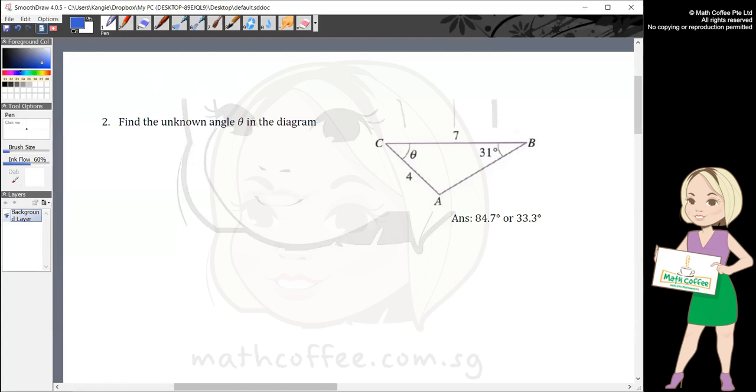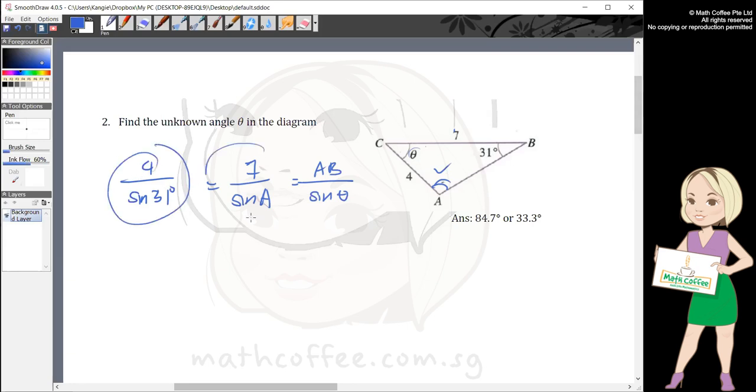Okay, let's take a look at question 2. Assuming I don't know what rule, I'm just going to write out 4 over sine 31 degrees equals 7 over sine A. But you see, they asked me to find theta, which I don't have, so equals AB over sine theta. Then a lot of students ask, how? So many unknowns. For this question, you have no choice, but you will have to find this angle first. After you find this angle, simply take 180 minus these two, and you get the answer.